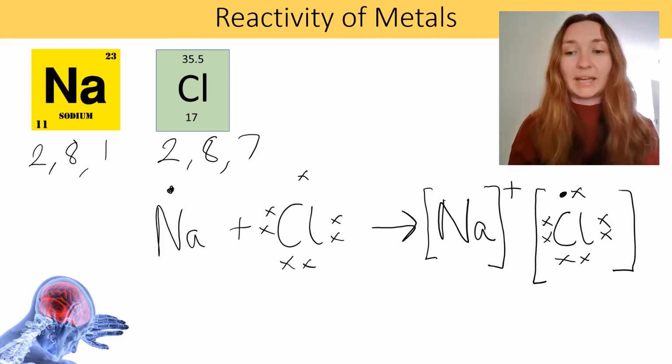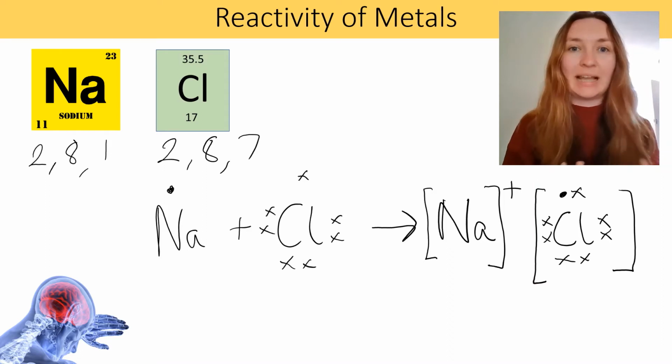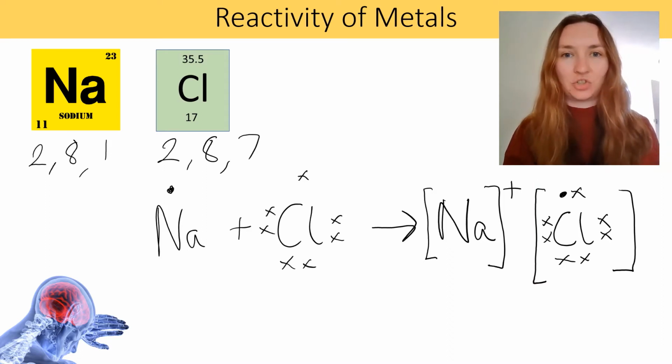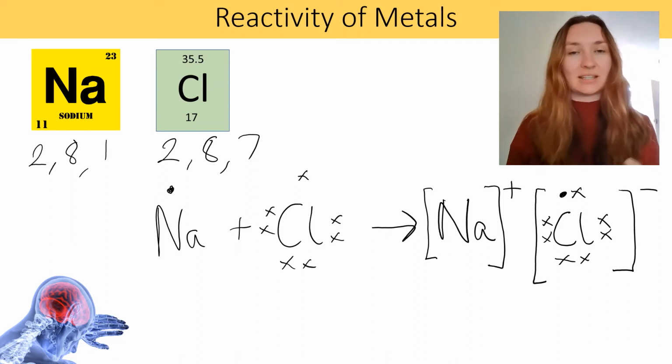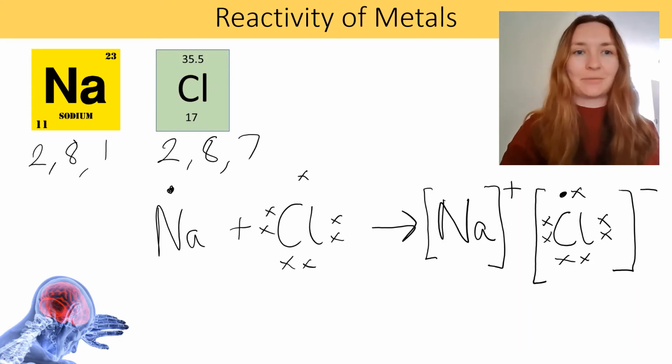Now the chlorine has gained an electron. Electrons have a negative charge, so if it's gained a negative charge, that means overall its charge is negative. So this is an ionic compound in which we have formed a metal, which is a positive ion, and a non-metal, which is the negative ion.